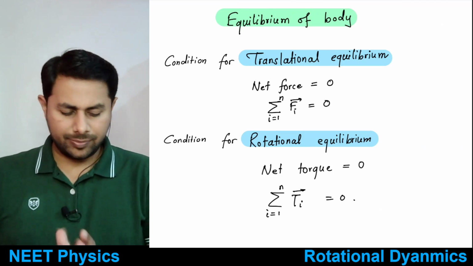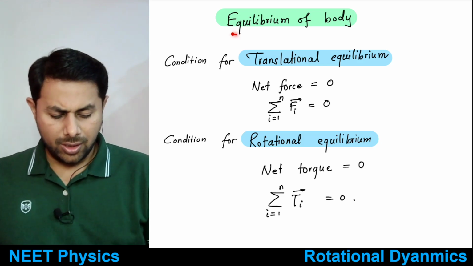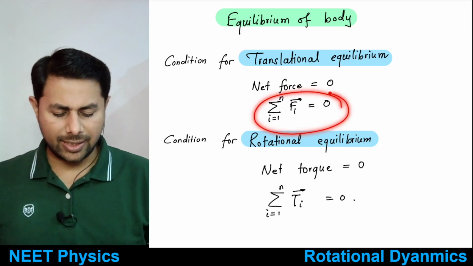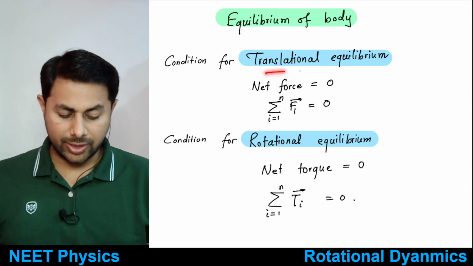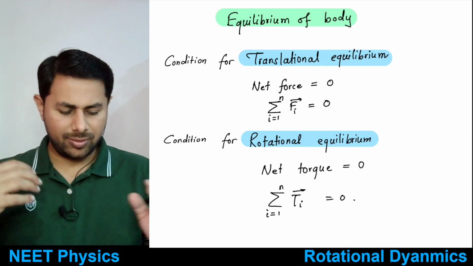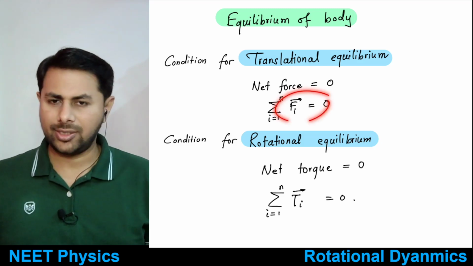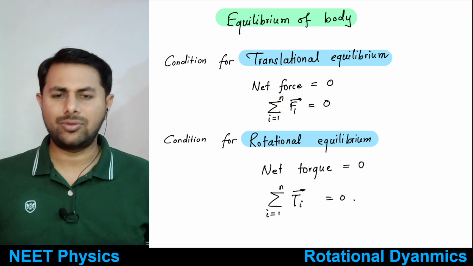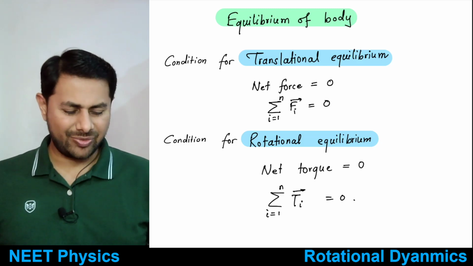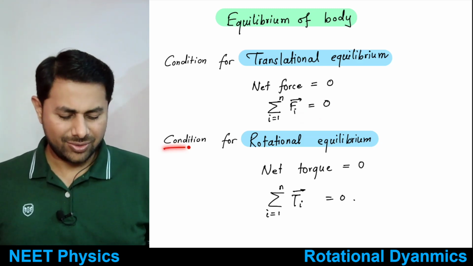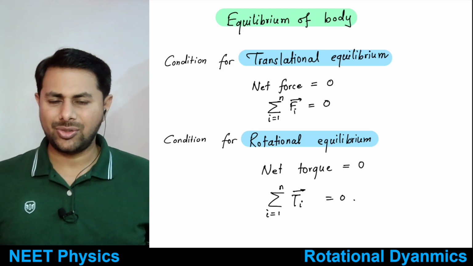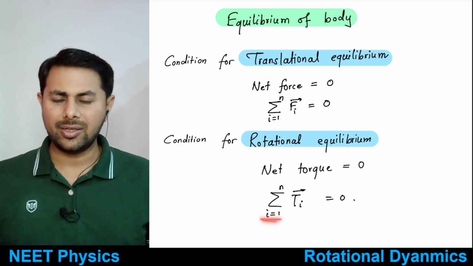So now see, for the equilibrium of a body, for linear equilibrium, net force acting on the body must be equal to 0. So for translational, meaning linear, equilibrium, if net force acting on the body is equal to 0, then linear acceleration would be equal to 0, right? In earlier chapters we studied this equilibrium only. Now there is a condition for rotational equilibrium too: net torque acting on the body should be equal to 0, then the body will be in rotational equilibrium.